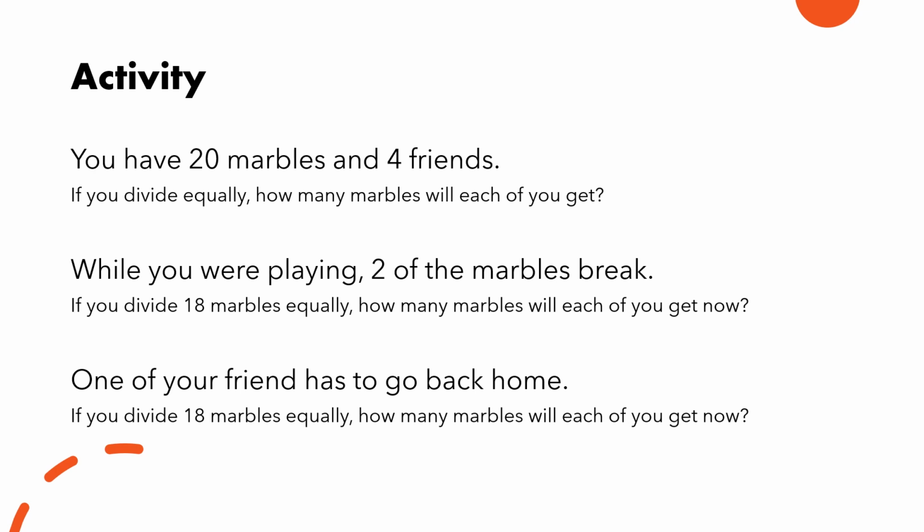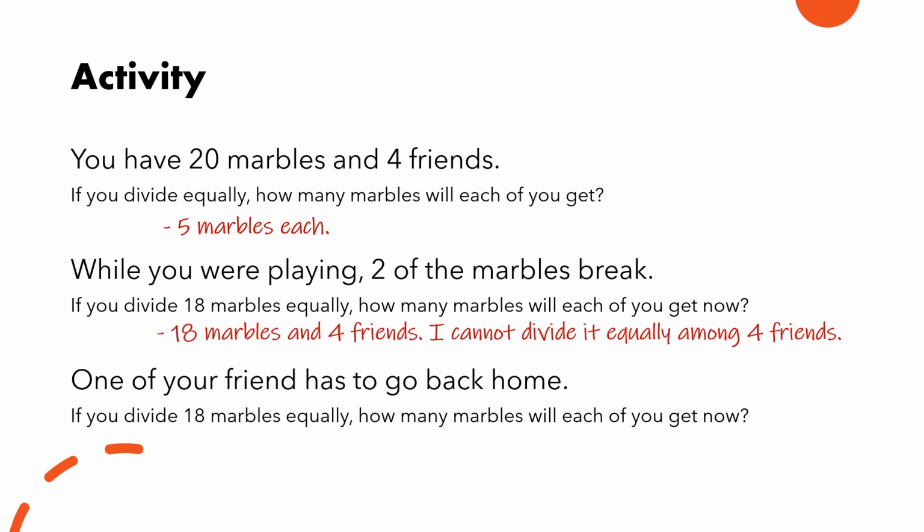You can think for a moment and write down your answers. So what was your answer? When you divide 20 marbles between 4 friends, each one will get 5 marbles. Next, when you are trying to divide 18 marbles between 4 friends, I cannot divide it equally among 4 friends. And then finally, when one of the friends leaves, then I have got 18 marbles to be divided between 3 friends. So each friend will get 6 marbles.